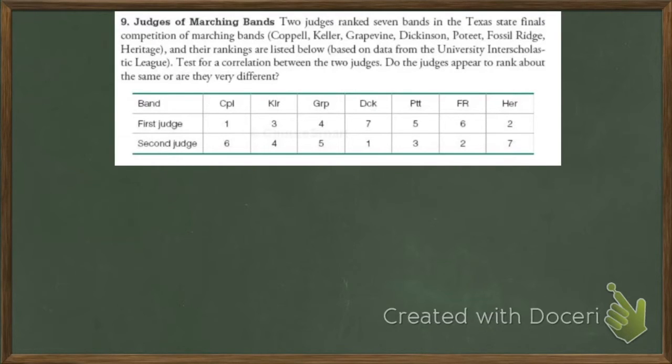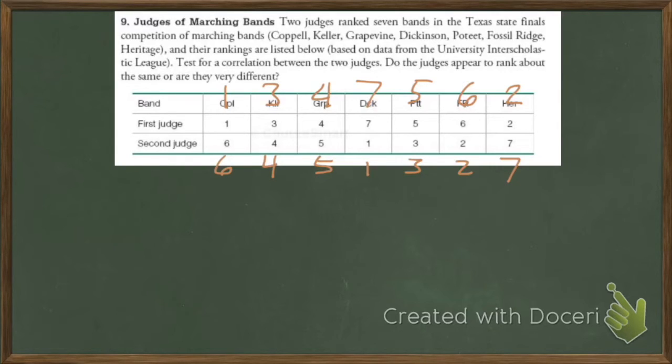Okay, so wait, what are we going to do? We're going to rank them. Let's rank the first judge. Oh, look at that. It's the order that they're... Oh, I see what's going on here. Then we rank the second judge. Boom. And now, since we don't have any ties in our rankings between the first judge and the second judge, meaning judge one doesn't vote two schools three, or three and a half, or whatever.